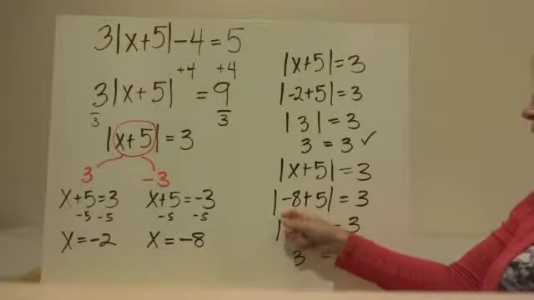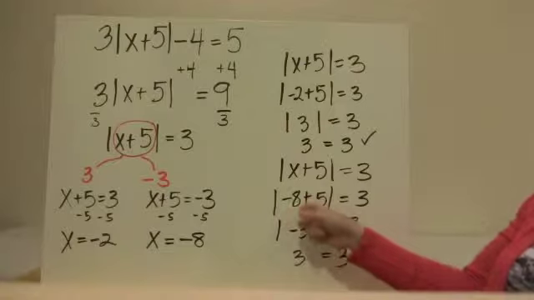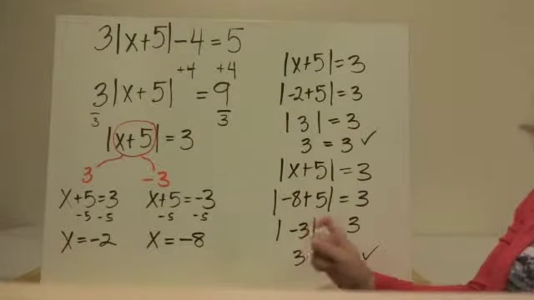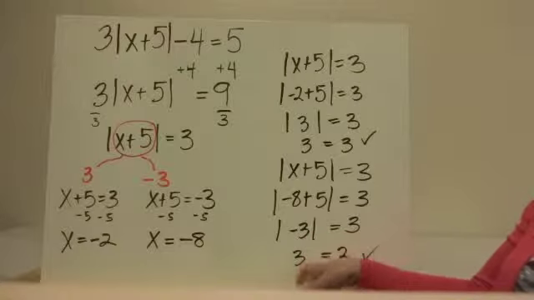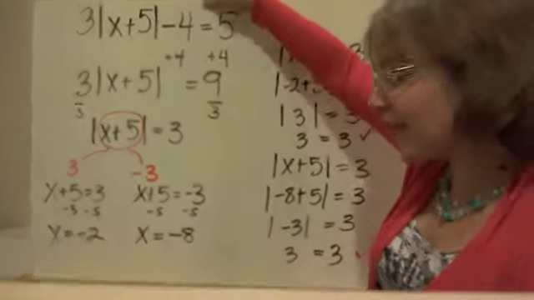Same thing with negative 8. Put in a negative 8 for x, and I'm going to add 5 to it. If I do this calculation, I get a negative 3, and I take the absolute value. The absolute value of negative 3 is positive 3. And that checks out as well. Let's look at our last example.